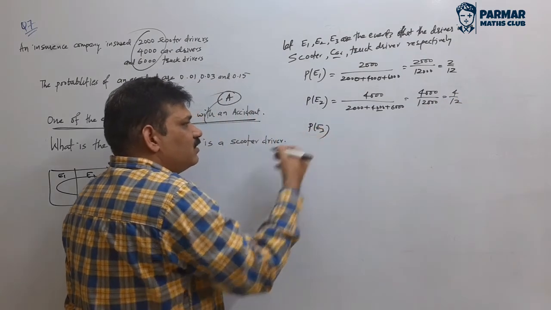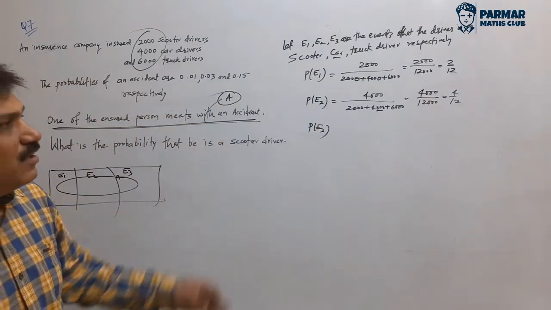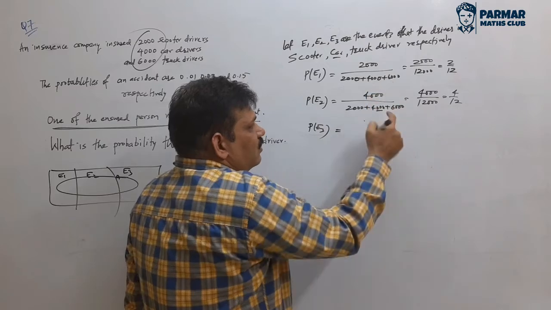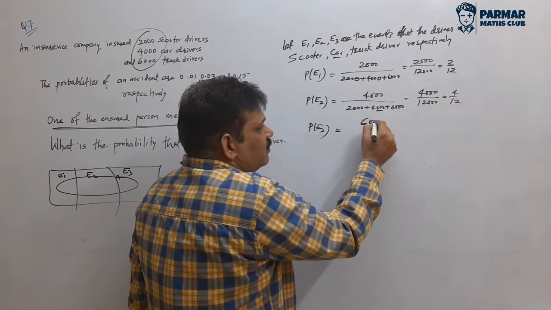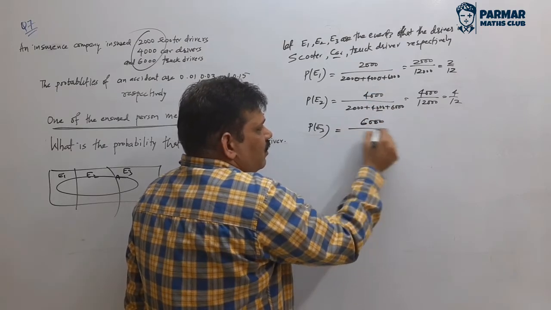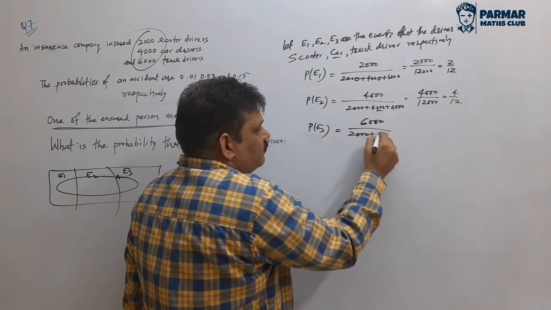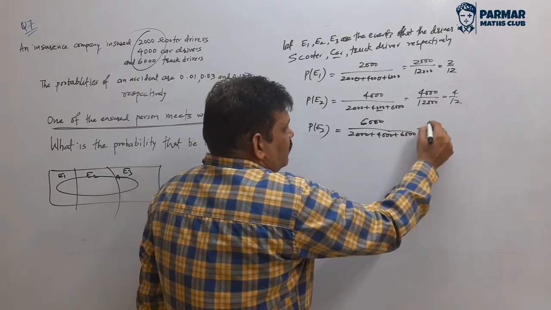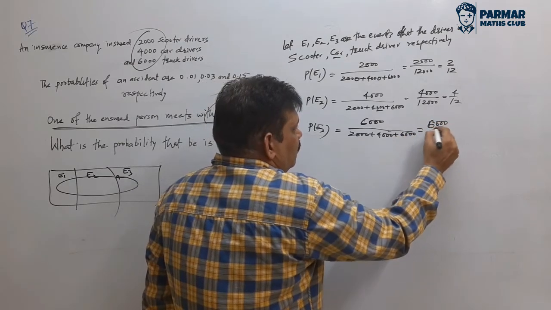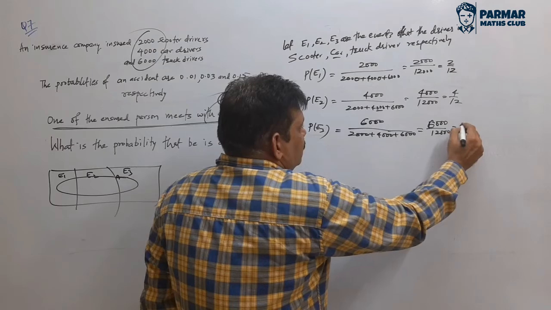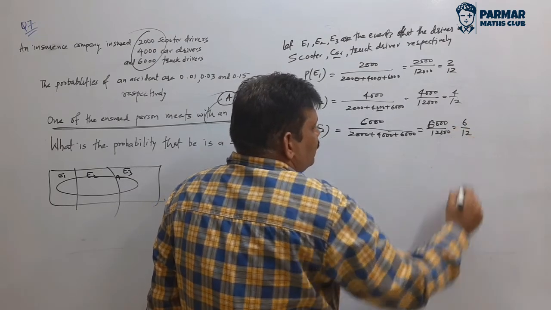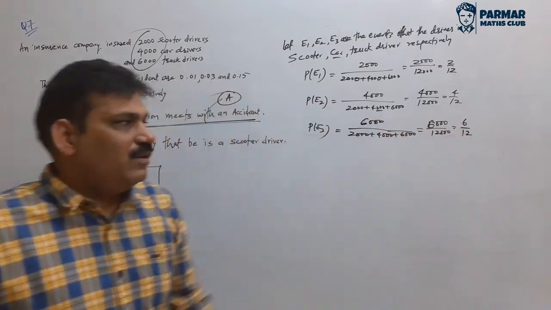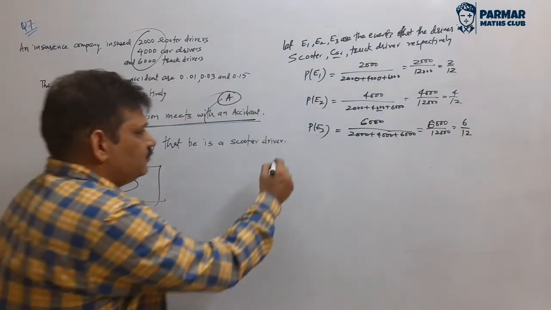Probability of E3, the driver is a truck driver. There are 6,000 truck drivers, so 6,000 upon 12,000, that is 6 upon 12. We are not cancelling. Actually, we will take the LCM as 12.